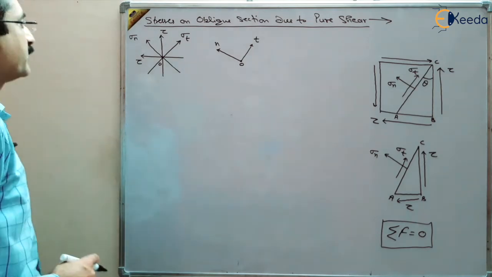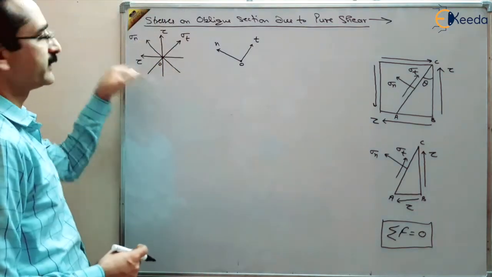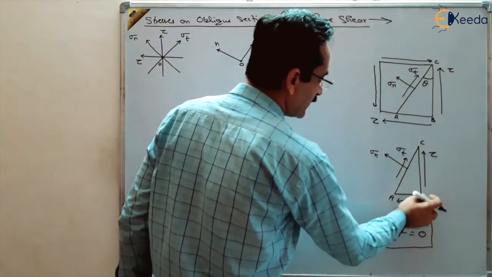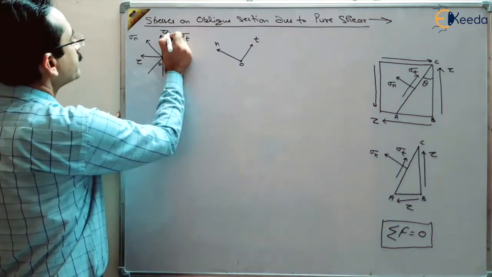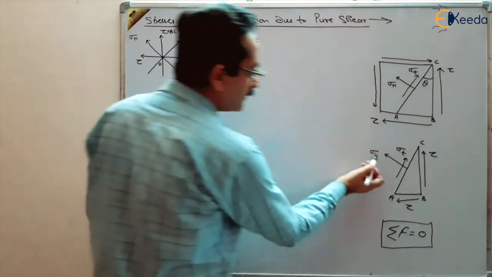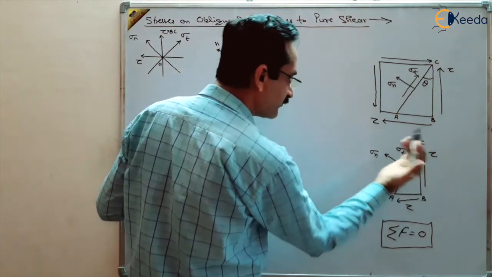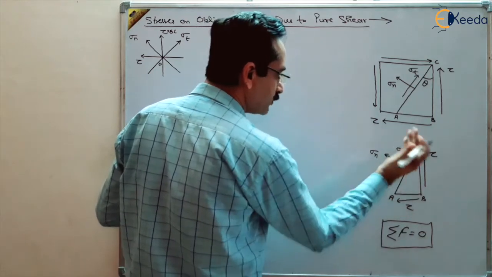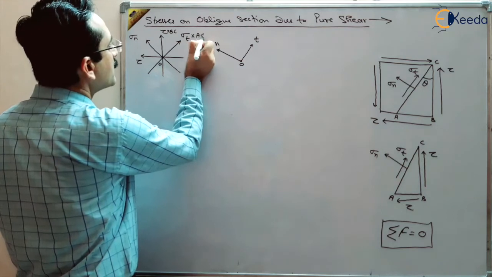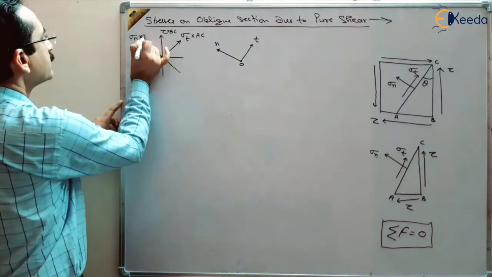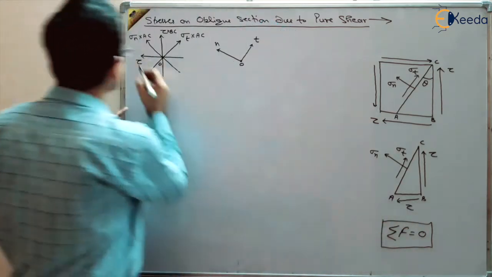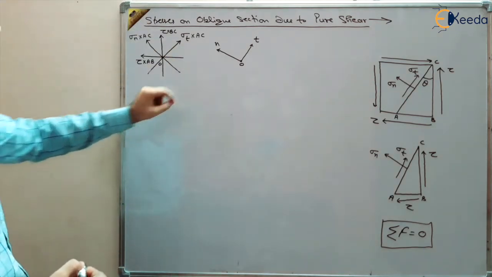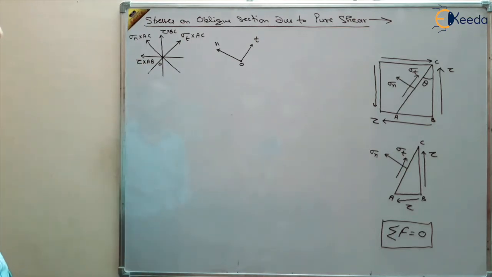Now, what we can do is convert these stresses into forces. Stress multiplied by area will be the force. For this tau, the area is BC multiplied by 1, so tau into BC. For sigma t, this is acting on AC multiplied by 1, where 1 is the thickness into the board. So the area becomes AC into 1, and the force becomes sigma t into AC. Similarly, sigma n multiplied by AC. And this tau is acting on AB, so tau multiplied by AB. So these are the forces acting on this triangle.